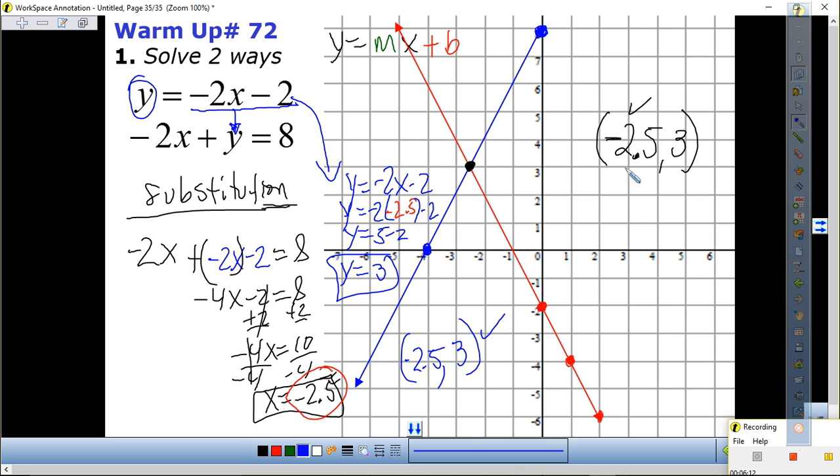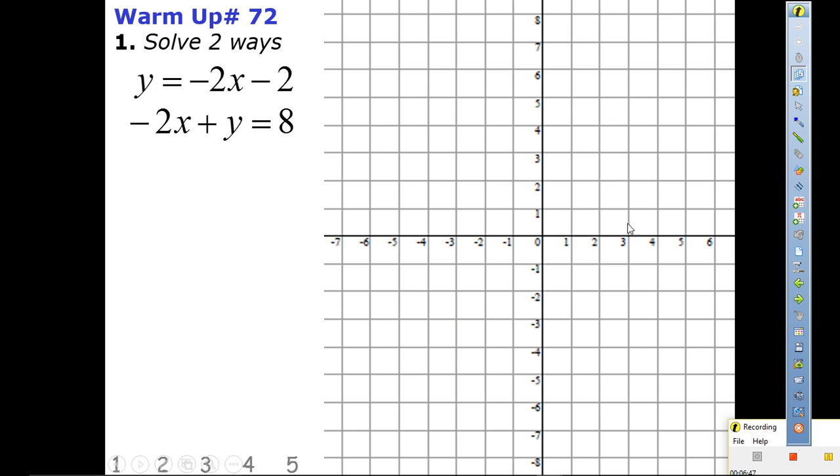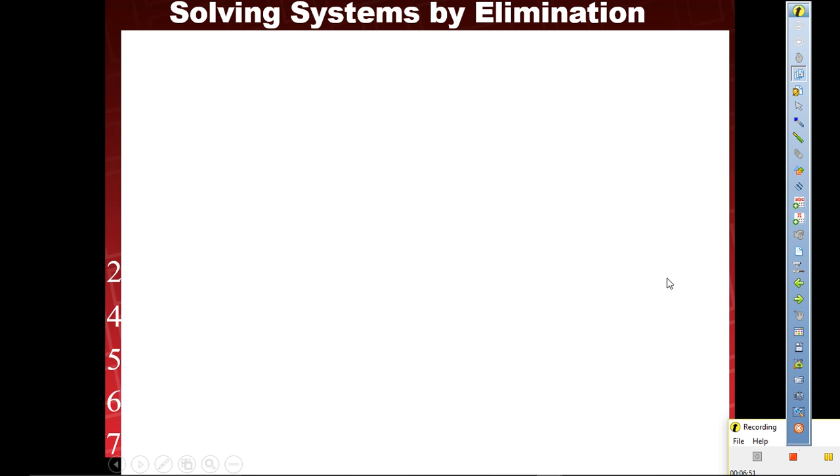Get a blank sheet of paper out, please. Title your notes, Elimination Method, please. Elimination Method.